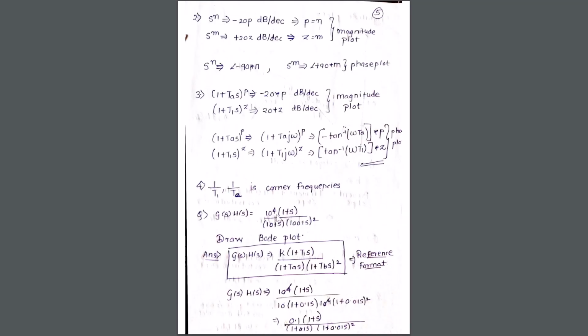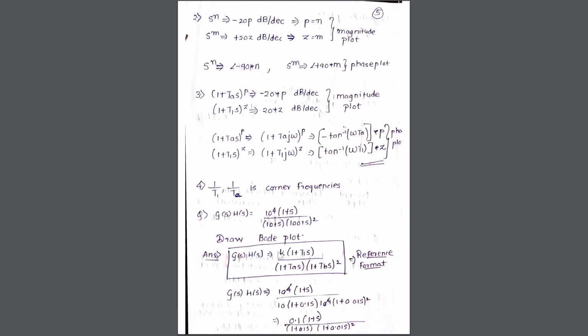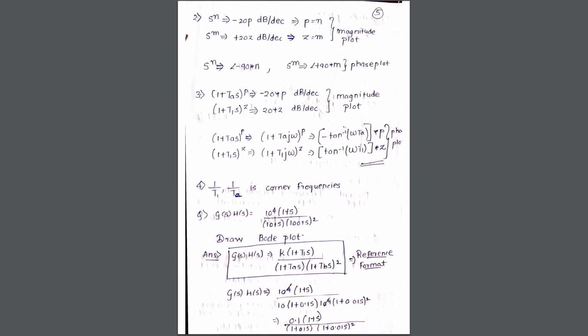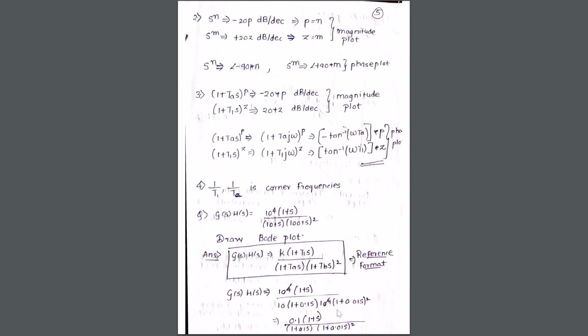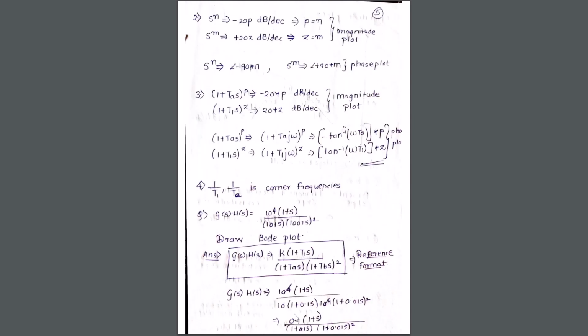Whenever a question is given to you, bring it in the standard format and then write the corner frequencies. That is 1 by 1 will be 1. Then 1 upon 0.1 will be 10. Then 1 upon 0.01 will be 100. I hope I am very clear to you. In such a way, write the corner frequencies and then we can solve the question. So the first step, as I mentioned, is 20 log of 0.1, that is minus 20 dB, because my k is 0.1 here.